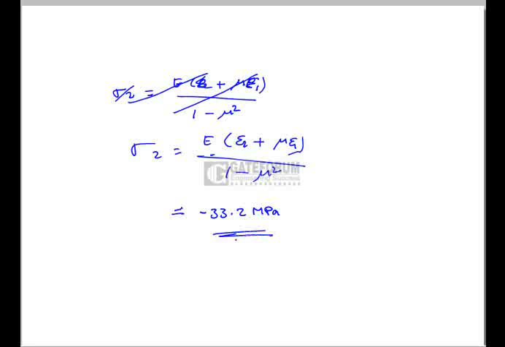So here sigma 2 is equal to minus 33.2 megapascal and sigma 1 is equal to 425 megapascal, and in the options the correct answer is C. First correct answer is C for the first question. Now consider the second question.